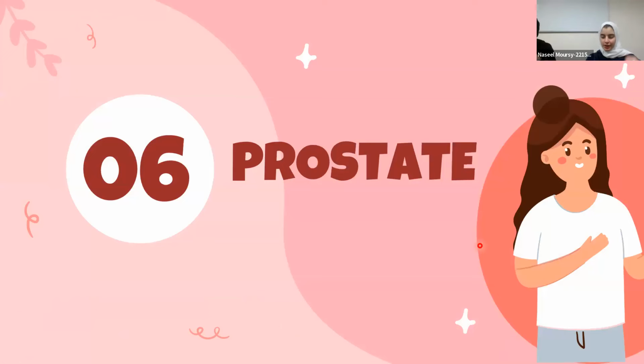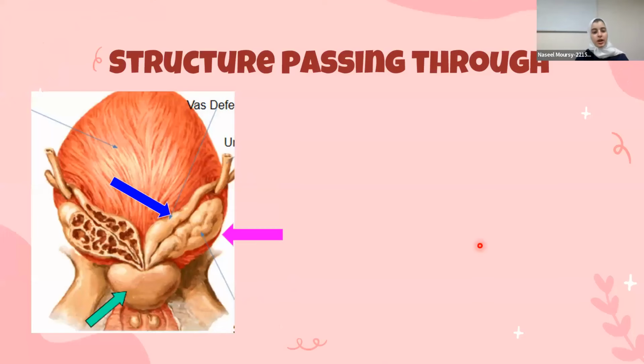So prostate. Now this part, even though it's a very, very small gland-ish organ, it's very important, and it causes many things. We will be going through them briefly. So first, obviously we have to talk about the structures that pass through the prostate. So again, colored arrows.